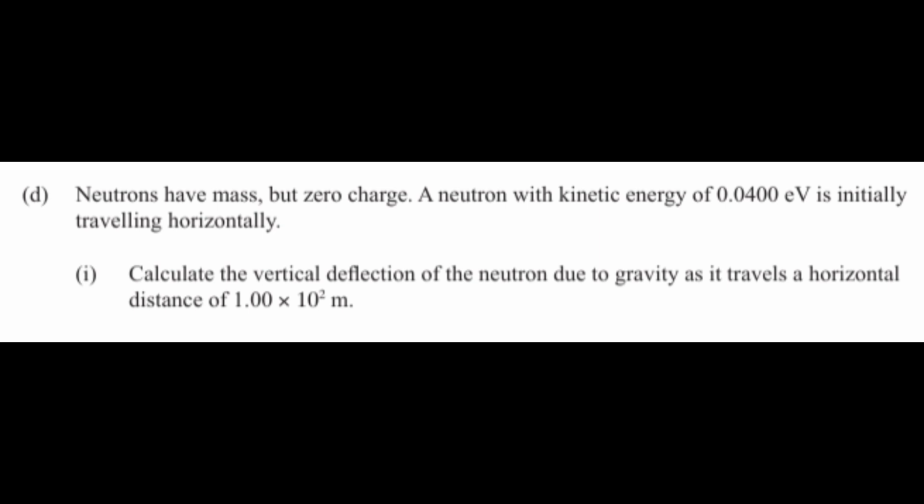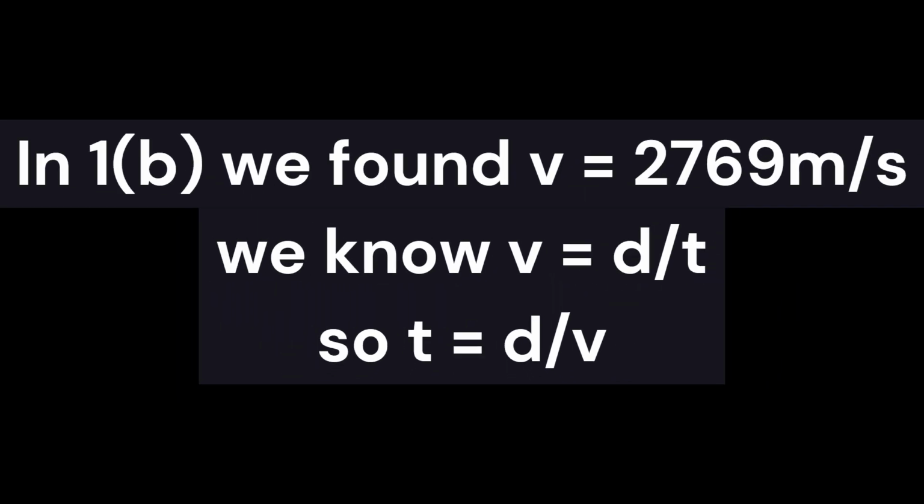Question 1di. Neutrons have mass but zero charge. A neutron with kinetic energy of 0.0400 electron volts is initially traveling horizontally. Calculate the vertical deflection of the neutron due to gravity as it travels a horizontal distance of 1.00 times 10 to the 2 meters. In the previous question, we found that the velocity equals 2,769 meters per second.